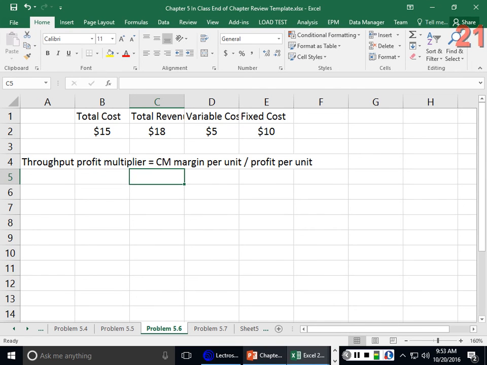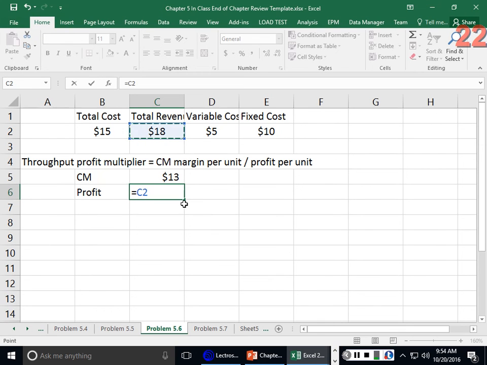So help me out with what's my contribution margin per month? What did we say our contribution margin was? How do we calculate it? Revenue minus variable costs. Revenue minus variable costs, right? That's our contribution margin. So our contribution margin for the month is going to be 13 million. What's our profit for the month going to be? Revenue minus all costs. There you go. Total revenue minus all costs.